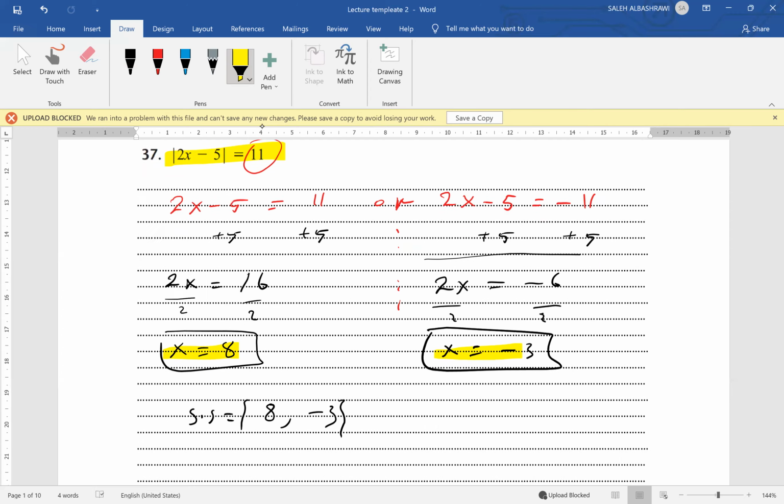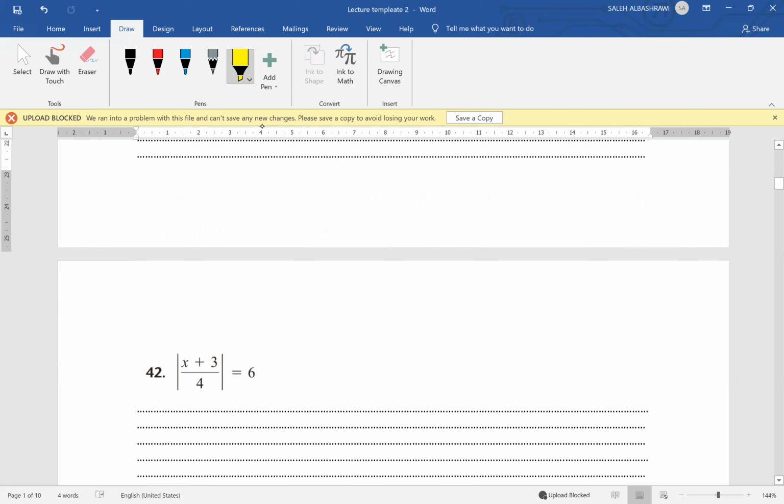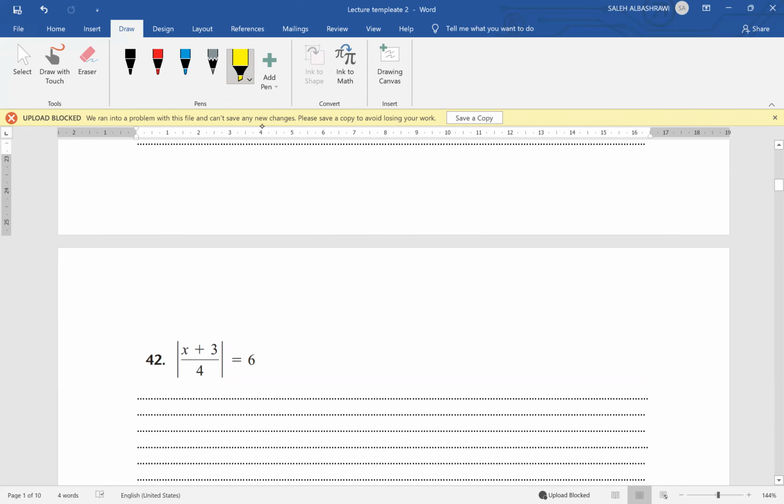Let's have another example. I have absolute value of (x plus 3) over 4 equal to 6.